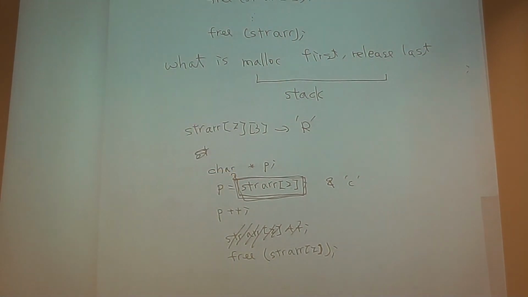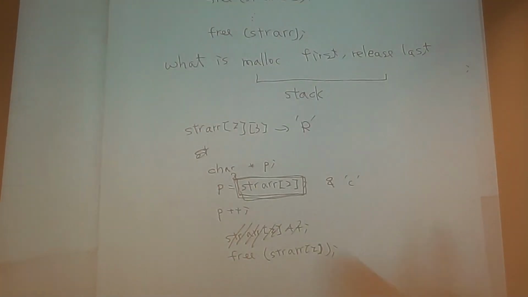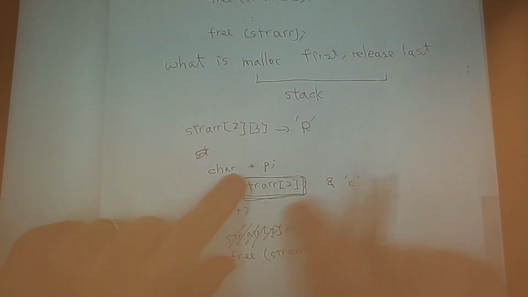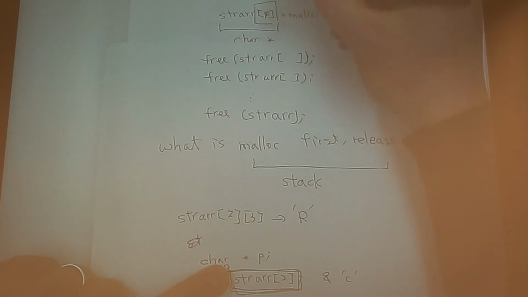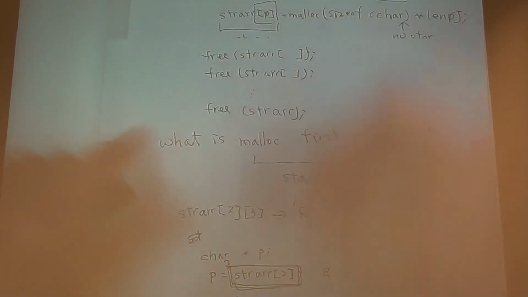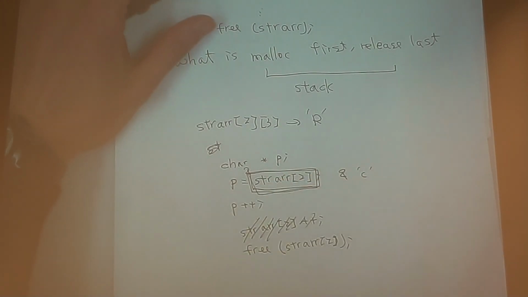Go back to the type. I know many students have a problem with type, so make sure you understand this very well. You take one dimension, you remove one star. So strarr 2 is character star because you remove one star from here. If you add ampersand, this becomes character star star, then you have a type mismatch. P is only character star.